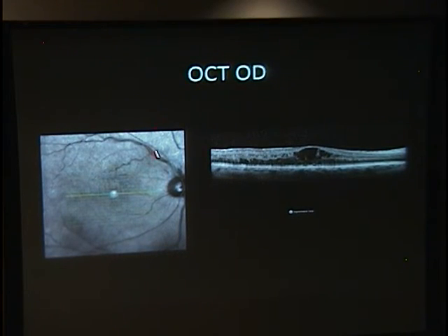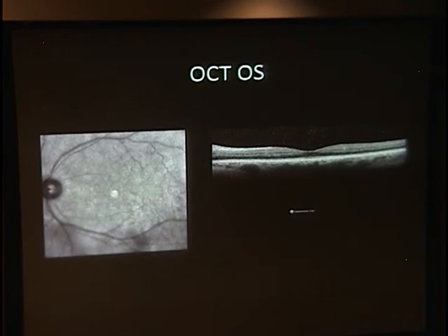Okay. So let's start with the OCT. So here's her right eye OCT. She's got CME. You can see that this vessel is more engorged than the corresponding inferior arcade vessel. Intraretinal fluid. Left eye OCT is totally normal. Okay. So interestingly, she's got the same amount of vitritis and haze in both eyes. The CME may be related to her BRVO in the right eye.